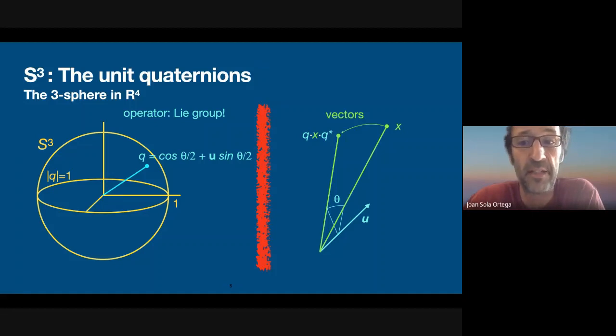And this will rotate x by an angle theta if Q is defined as, now look on the left, Q equals cosine theta half plus U, which is a unit vector, a direction in space, times sine of theta halves. Okay, just to say that separating the Lie group elements from the elements that are to be transformed by these Lie groups is a good thing to do.